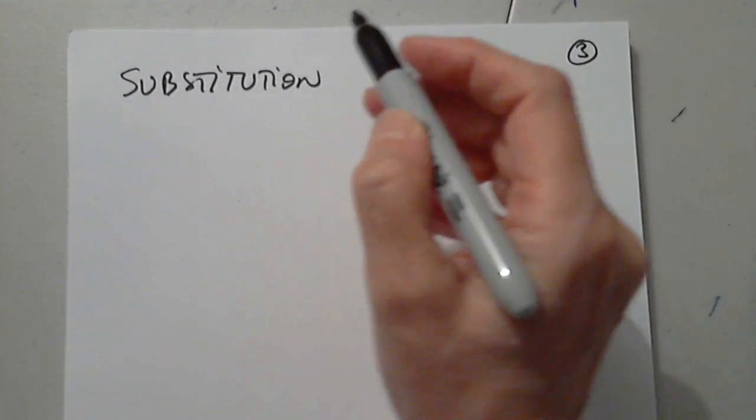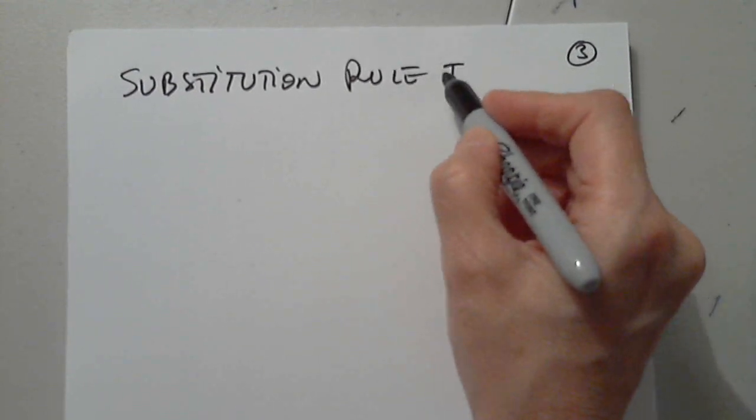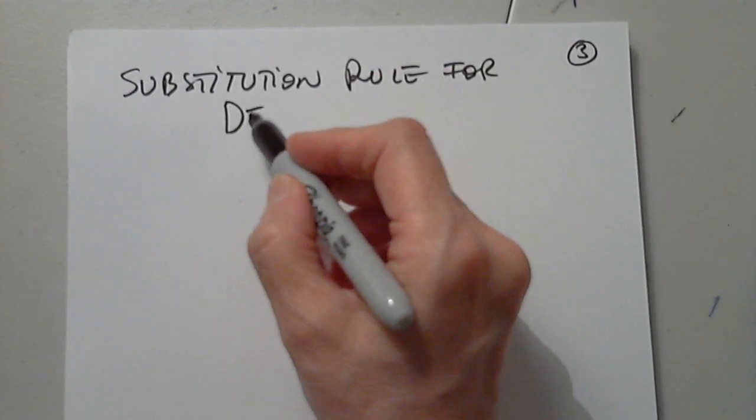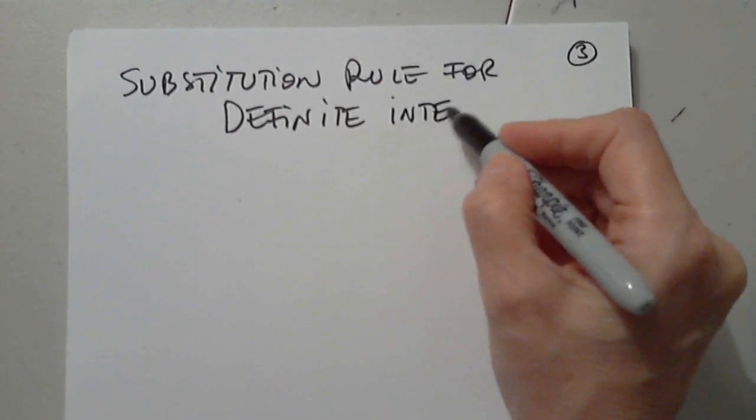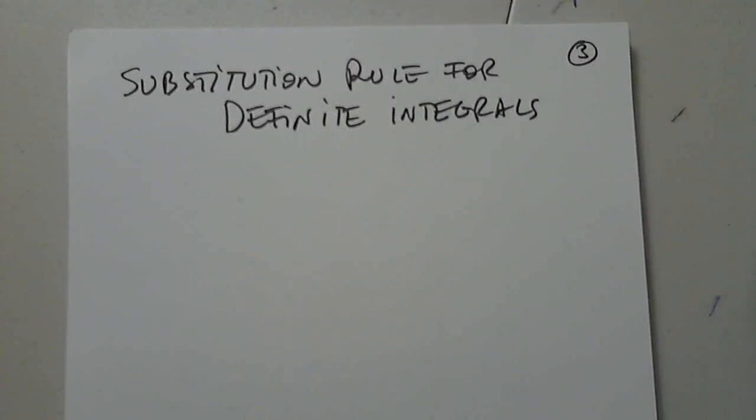Substitution rule for definite integrals. And we have tons to choose from. Here they are, from 45 till so on and so forth. So let's stick with 45 to 62 first, and then we'll turn the page and see what's next.